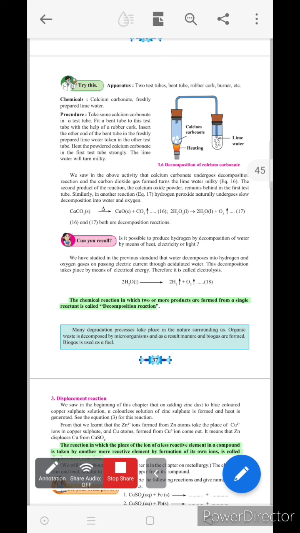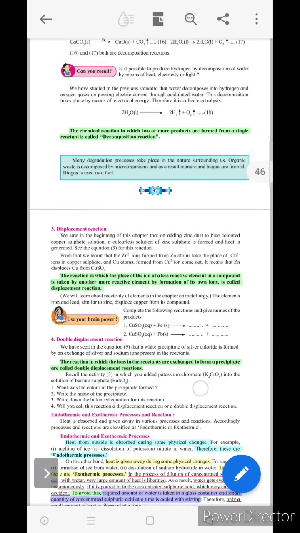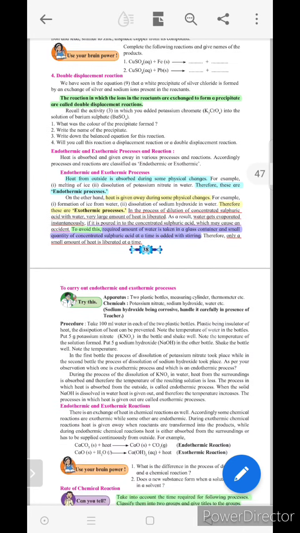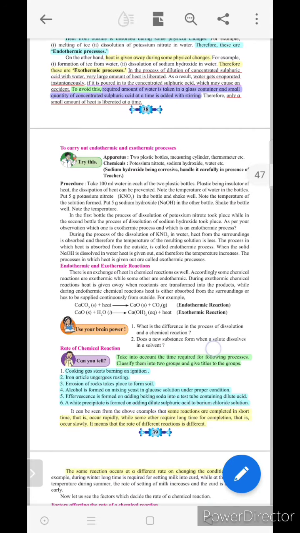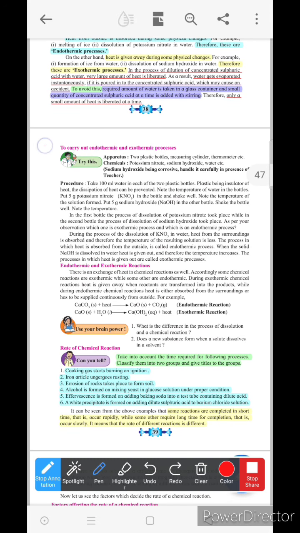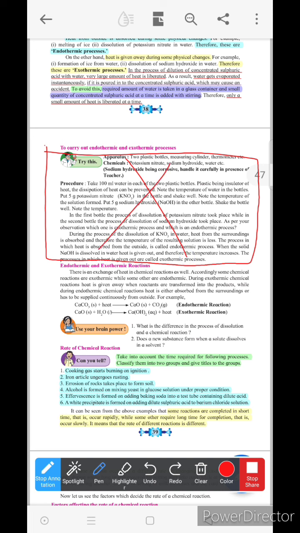Now, page number 38. There is no reduction. Page number 39. Try this. That topic is removed. Till this endothermic and exothermic reaction, the topic is removed. Next, use your brain power. There are two questions which are removed.